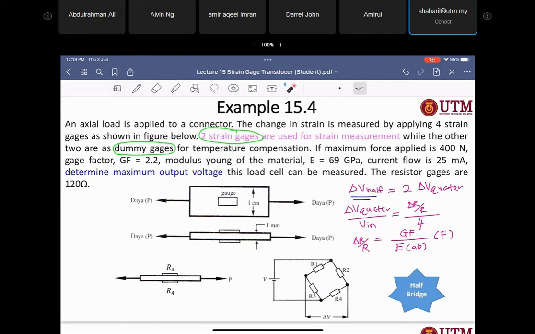But in this question, it doesn't give you the V in, right? So the V in you can find by looking at the current. Because of the V in, it can be V equals IR. We will look into that. Okay, right. So that is the step, right? To find this, and to find this, then you can get delta V half.